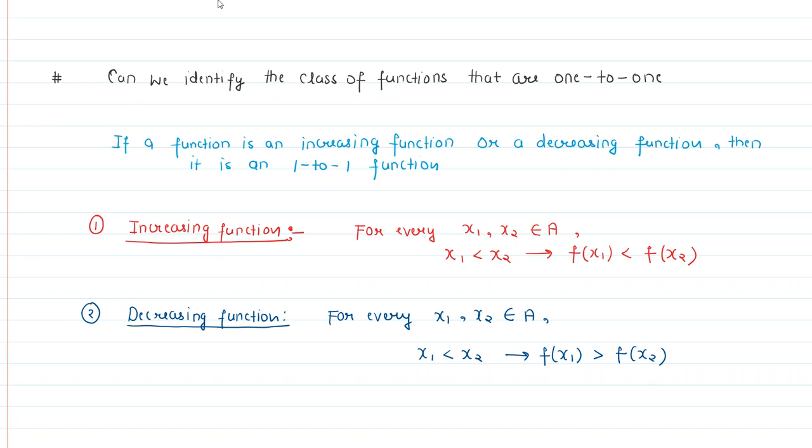Now, can we identify the class of functions that are one-to-one? We can say that if a function is an increasing function or a decreasing function, then it is a one-to-one function. If a function is increasing, then it is one-to-one. If a function is decreasing, then it is also one-to-one. So all the increasing and decreasing functions are basically one-to-one functions.